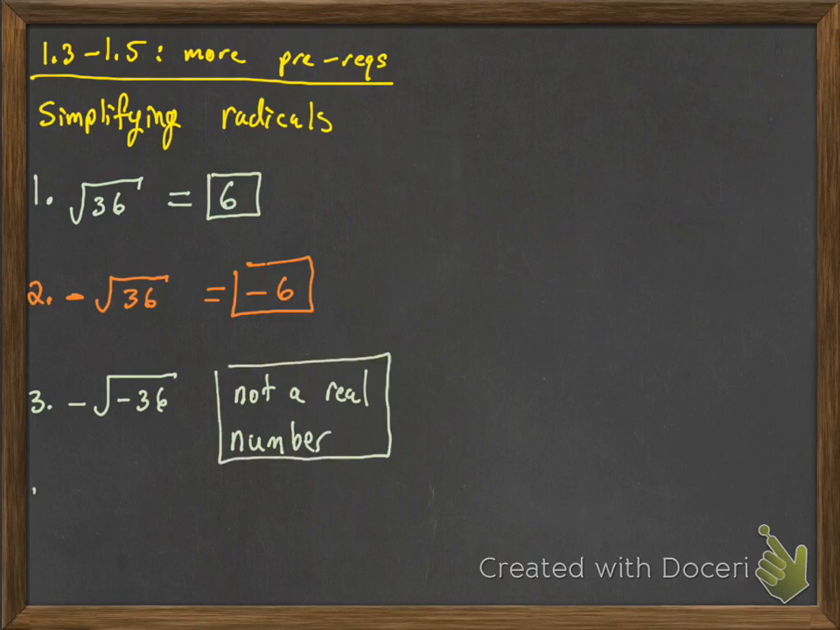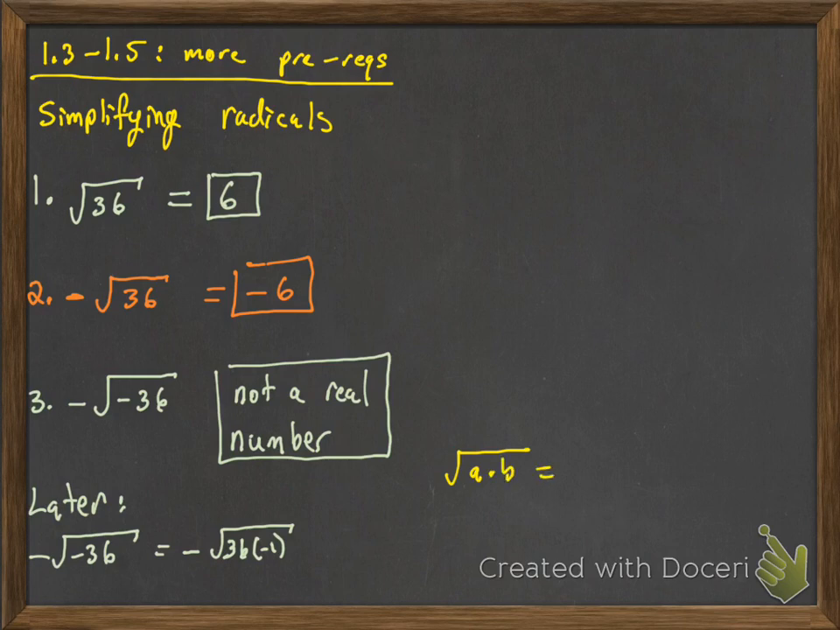Okay? However, later, we'll go ahead and look at that from a different perspective, so we can rewrite that as negative the square root of 36 times negative 1, and then we're going to use a little fact. We have to be a little bit careful here that this is essentially what we're doing. The square root of a times b is the square root of a times the square root of b, and so we're going to find the square root of 36, and we're going to find the square root of negative 1. That's essentially what we're going to be using here with this problem.